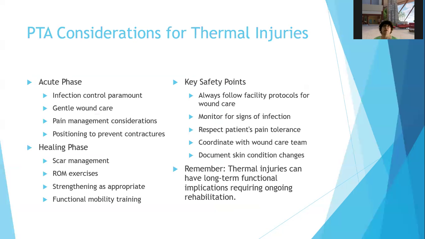During the acute phase of a thermal injury, our number one goal is infection control, gentle wound care, pain management considerations, and positioning to prevent contractures. As scar tissue is forming, we don't want it to restrict joint range of motion. So careful positioning is really important. During the healing phase, we're still concerned with scar management, range of motion exercises, strengthening as appropriate, and functional mobility training. You always want to follow your facility protocols for wound care.